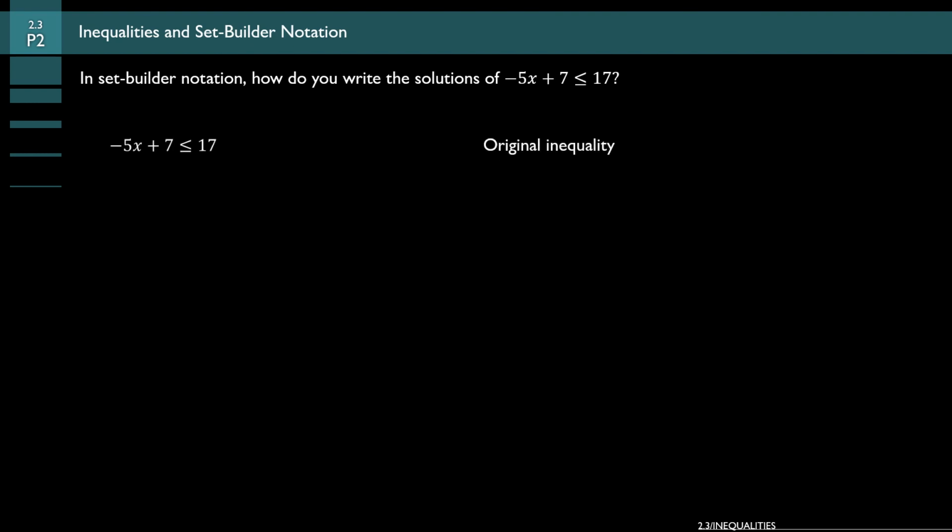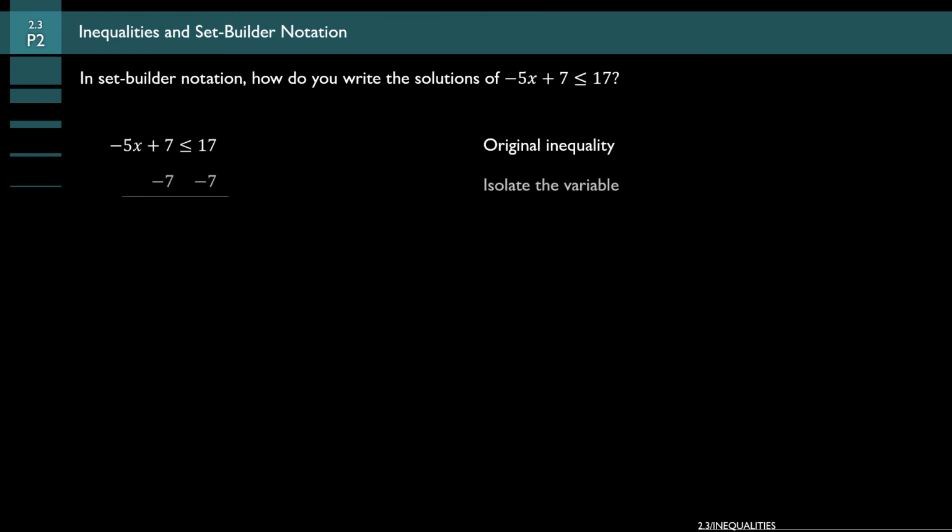The last thing we're going to look at with inequalities involves answering the inequality in set builder notation. So in set builder notation, how do you write the solutions of -5x plus 7 is less than or equal to 17? So we're going to write out our original inequality one more time. Negative 5x plus 7 is less than or equal to 17. And we're going to start isolating the variable.